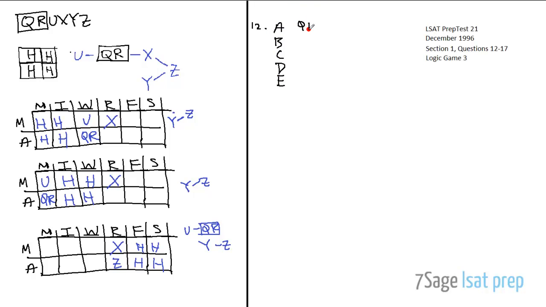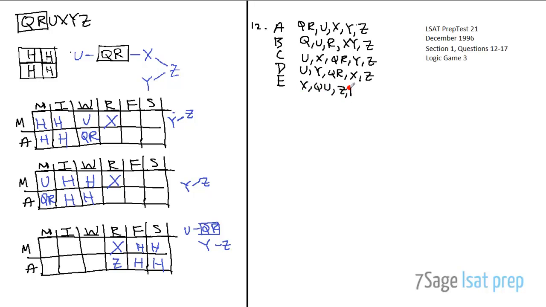So you have QR, U, X, Y, Z. That's the answer choice A. B is Q, U, R, X, Y, Z. Then you have U, X, Q, R, Y, Z. Answer choice D is U, Y, Q, R, X, and Z. Answer choice E is X, Q, U, Z, R, Y.